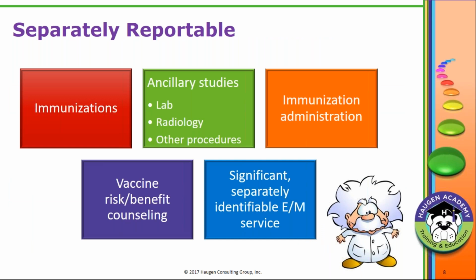So separately reportable are going to be immunizations, those ancillary studies, so the labs, the radiology, or any other procedures that are done, immunization administration, vaccine risk benefit counseling, and then that last one, significant separately identifiable E&M service. So that goes hand in hand with that last bullet we just talked about on the previous slide. But really, this is where it gets confusing. What is a significant separately identifiable E&M service? So that's what we're going to try to cover today.